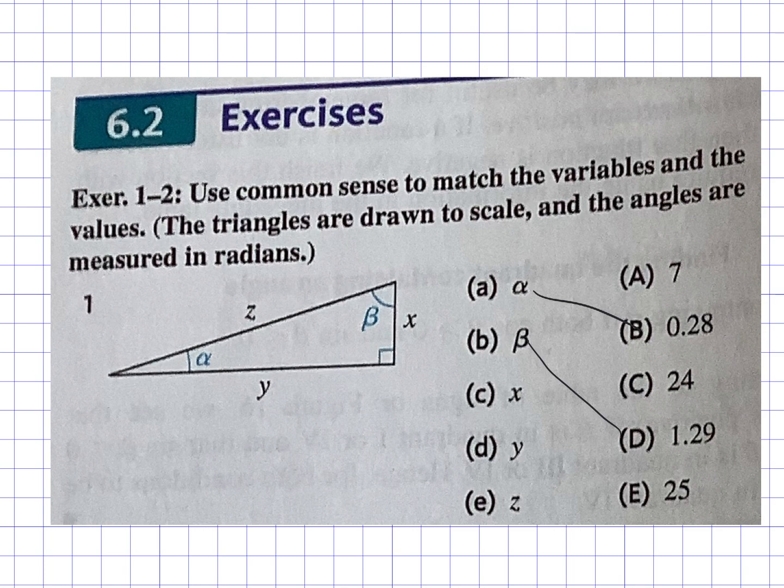And then that means beta is going to be the 1.29. Okay, so then we have 7, 24, and 25 left over. So let's just think about this. Z is going to be the longest, so that must be E for 25. And then obviously X is the smallest, so that's A, and Y must be 24. So that's your common sense approach to this. All right, so let's do the next one.